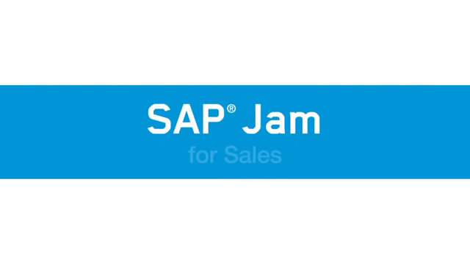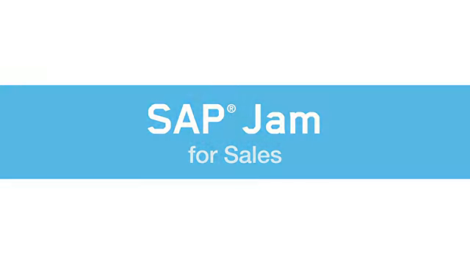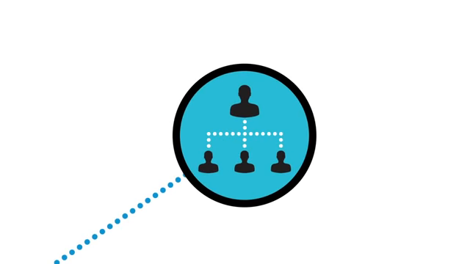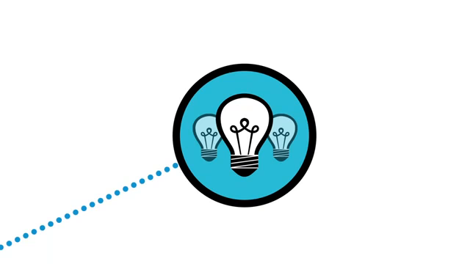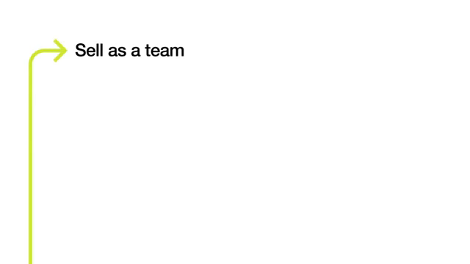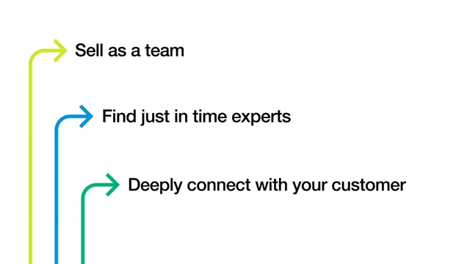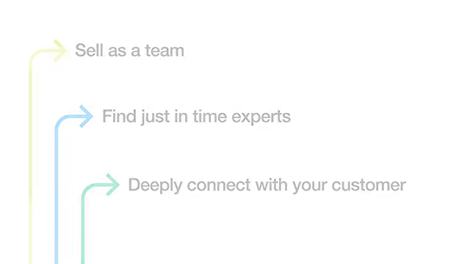SAP Jam helps you connect the dots, bringing together critical business information from back-end systems, both SAP and third-party applications, the right people, including colleagues, customers, and sales partners, and intelligent collaboration technology. This helps you sell as a team, find just-in-time experts and information, and deeply connect with your customer.